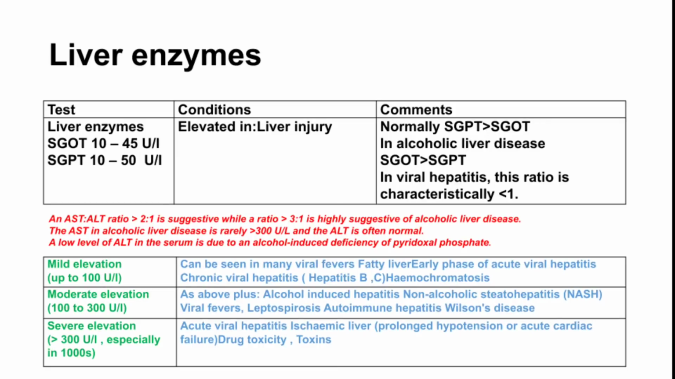They are not elevated in prehepatic jaundice, and they are only slightly elevated in posthepatic jaundice, not severely elevated. Mild elevation may be there. Normally SGPT elevation is always more than SGOT. In alcoholic liver disease, sometimes you can see the reverse, SGOT elevated more than SGPT. In viral hepatitis, this ratio is characteristically less than 1. So in most hepatitis, SGPT is more than SGOT, but in alcoholic liver disease SGOT is more than SGPT.